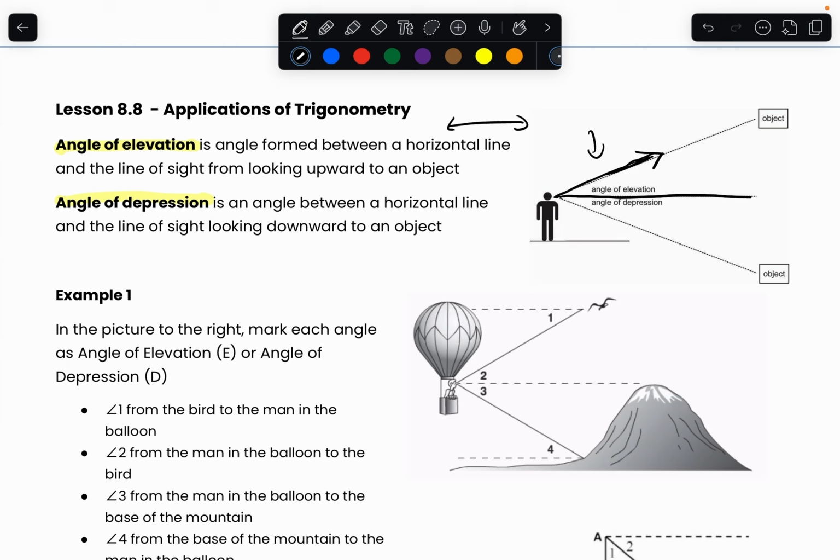Now, angle of depression is kind of like the opposite. It's formed by my horizontal line, so right here, and the other line that makes up my angle has to be looking downwards. This makes my angle of depression.